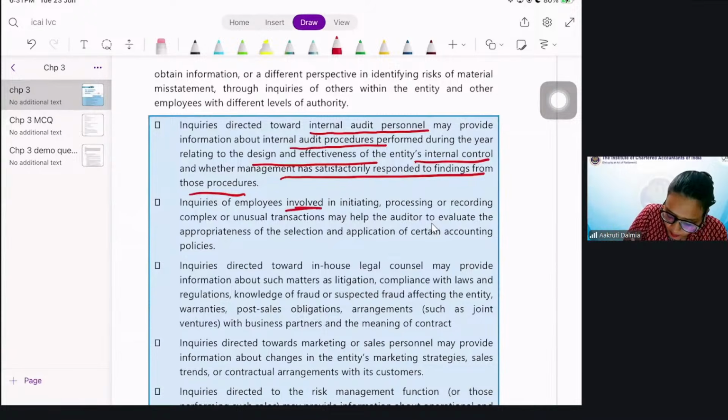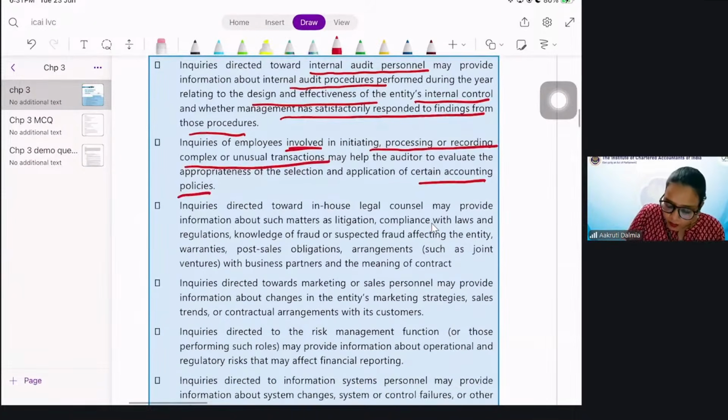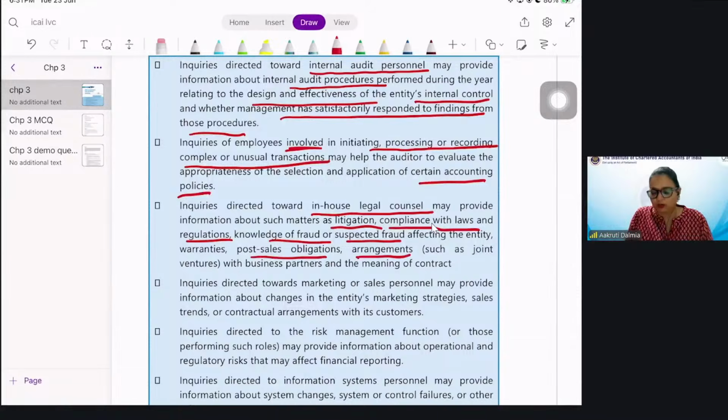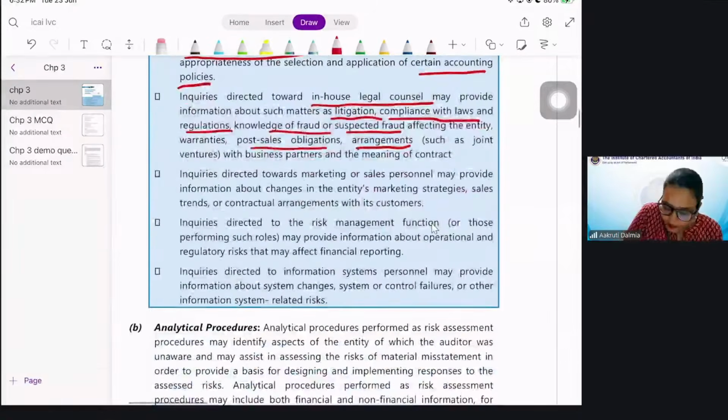Inquiries to employees who are involved in initiating, processing, and recording some complex and unusual transactions, so that you can know accounting policies. Then third, we can talk to in-house legal counsel, who can provide information about matters like litigation, compliance, regulations, knowledge of any fraud or suspected fraud, some post-sale obligations, any arrangements like joint ventures, associate companies. All these things you can discuss with the in-house legal counsel. Then marketing and sales people: why do we need to talk to them? We need to see what is the strategy.